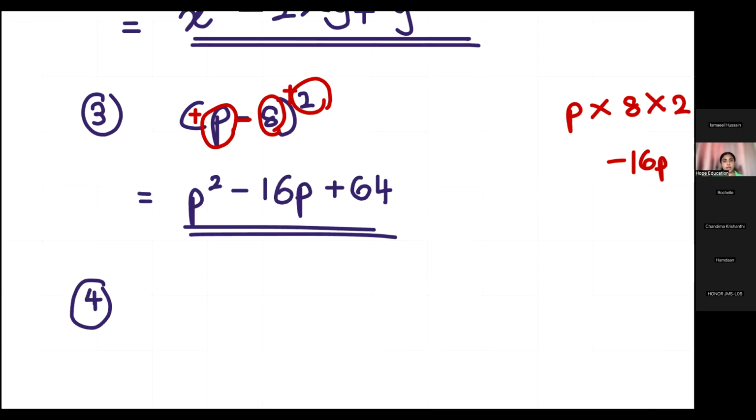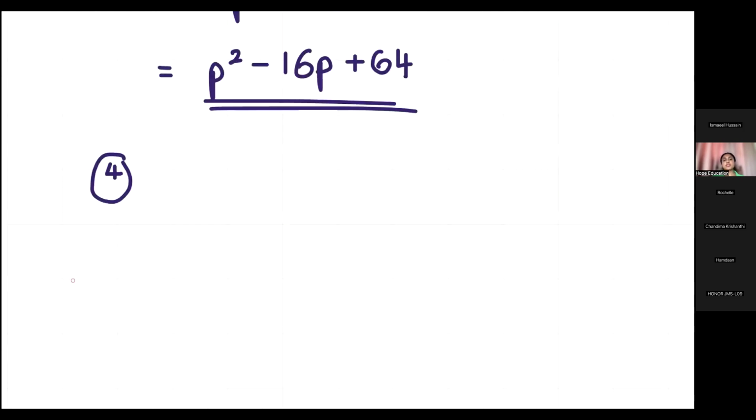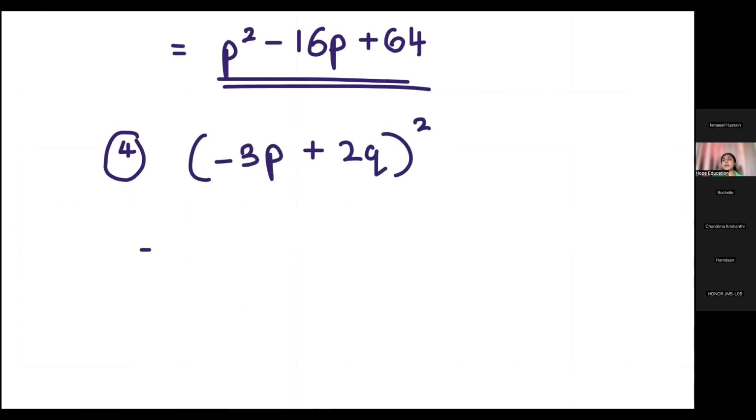And then I will give you some time to write. Let's do a slightly more advanced one. Minus 3p plus 2q squared. Okay. First, the square of the first term. First term is minus 3p. First the numbers. 3 times 3 is 9. P times p is p squared. Minus times minus, answer is plus.